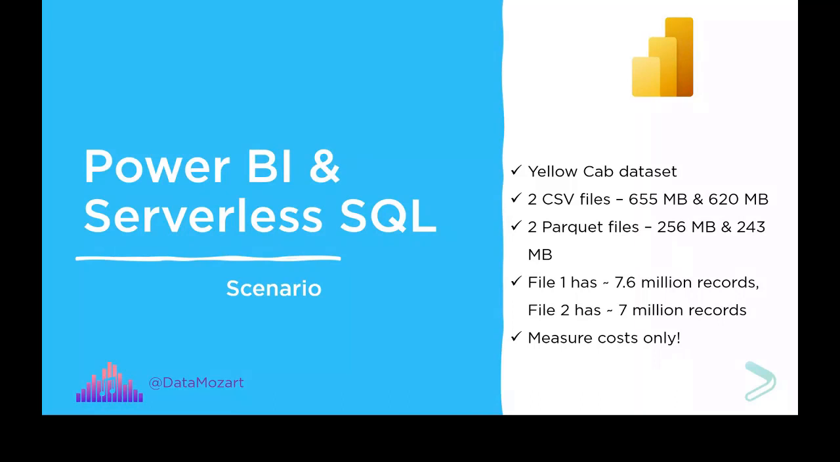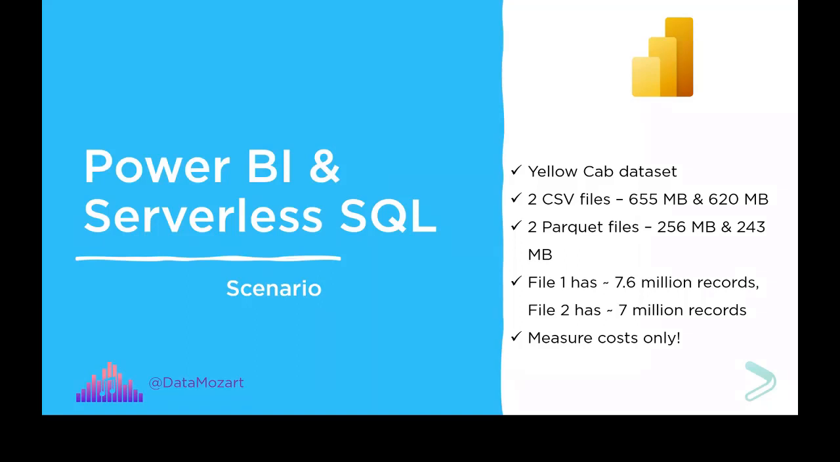First of all, I'm using the open-source, famous yellow cab data set, which has around 1.5 billion rows in total, but I pulled only a small portion of data. I have two CSV files, one for each month of January and February 2019. The January file is, as you can see, 655 megabytes. The other one is 620.